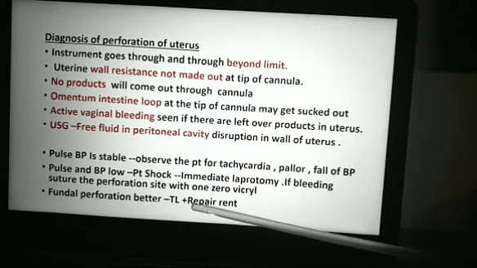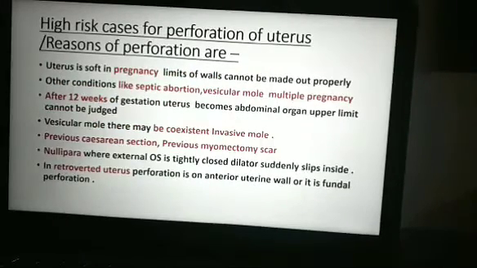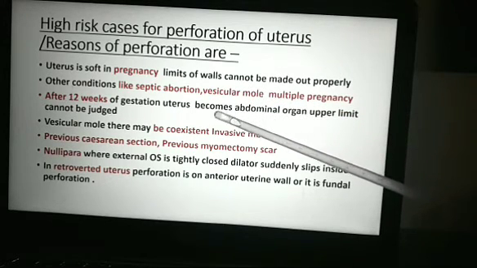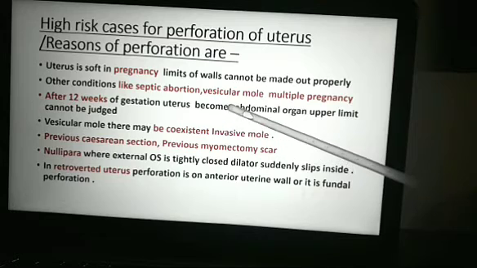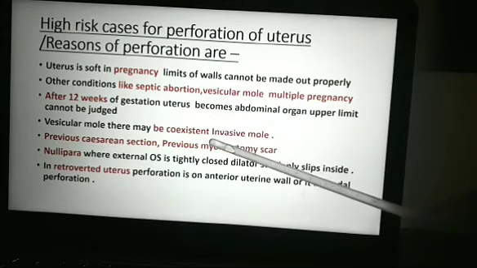It is required because with the next pregnancy there is chance of rupture of uterus in the first trimester itself. What are the high risk cases for perforation of uterus? Pregnancy itself is a high risk. That's true if there are twin pregnancies and vesicular mole and septic abortion. There is a risk of perforation.